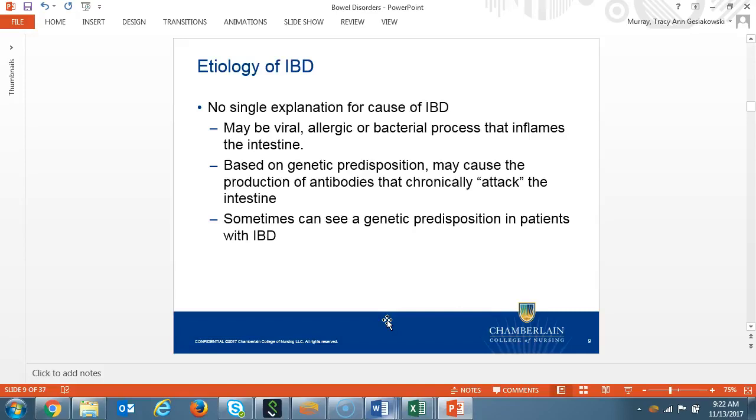There is no single explanation for the development of IBD. A prevailing theory holds that a process, possibly viral, bacterial, or allergic, initially inflames the small or large intestine, and depending on genetic disposition, results in the development of antibodies that chronically attack the intestine, leading to inflammation. Approximately 10% of patients with IBD have a close family member with the disease, which lends support to a genetic predisposition in some patients.